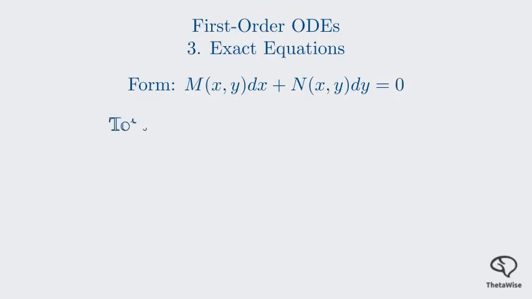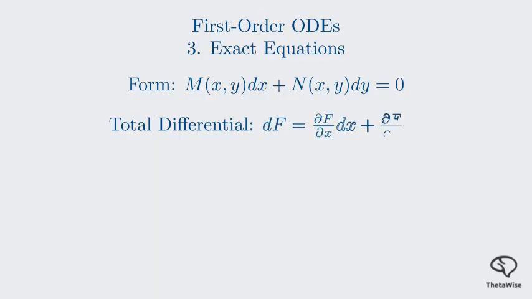The total differential of f is the partial derivative of f with respect to x, dx, plus the partial derivative of f with respect to y, dy. If our equation is exact, then M must be the partial of f with respect to x, and N must be the partial of f with respect to y.